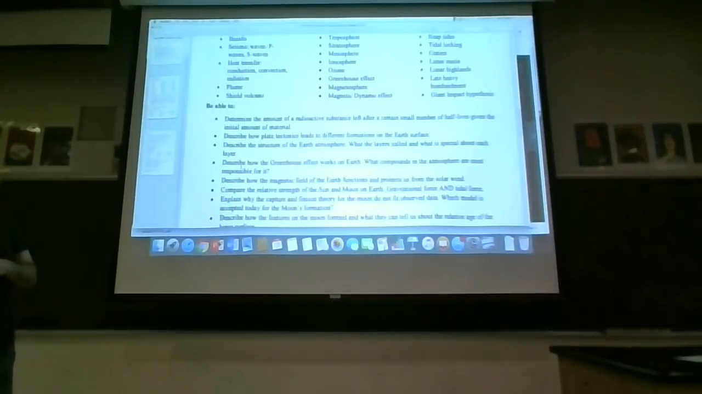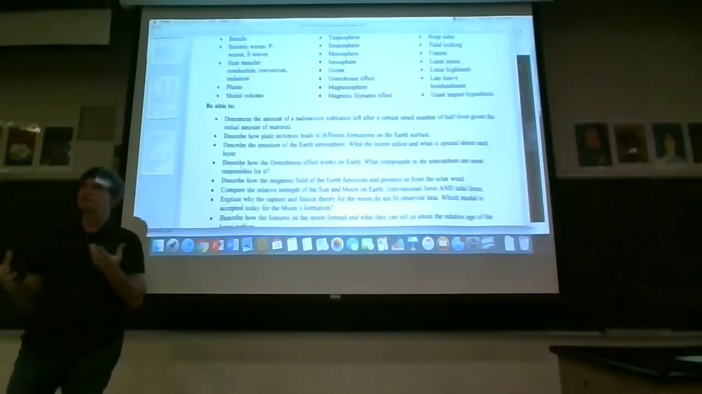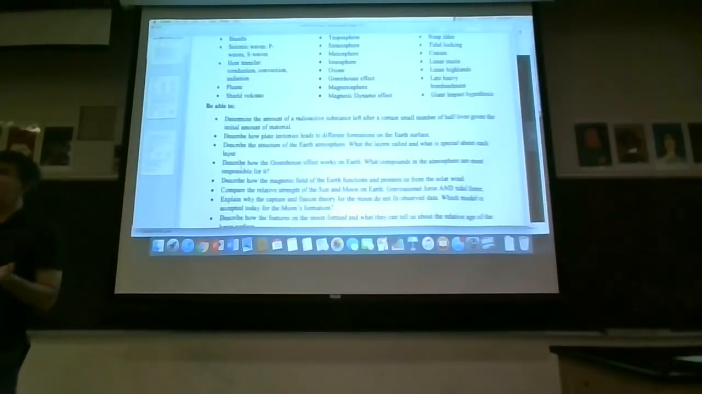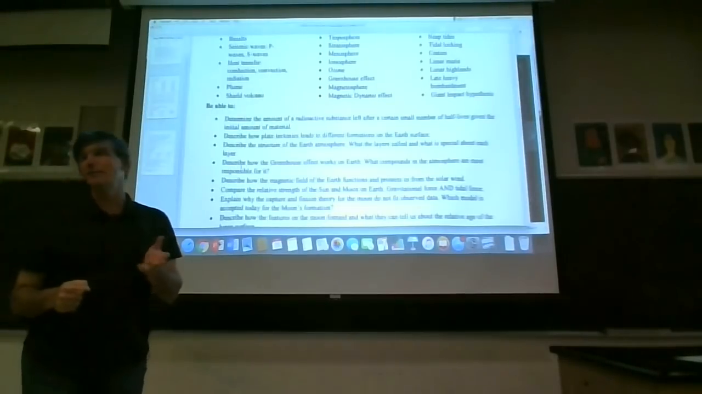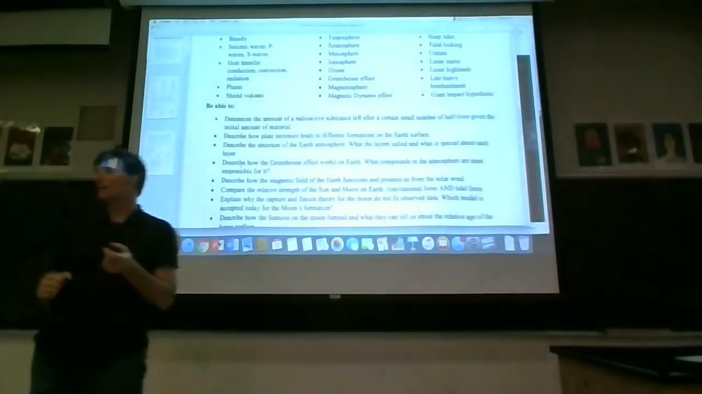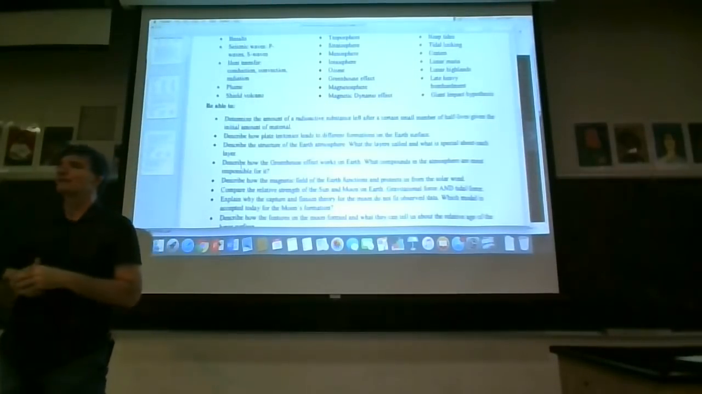Describe, compare the relative strength of the sun and the moon on Earth. Okay, I think I might have told you this already, right? A lot of people get confused. They think, hey, the moon makes the stronger tides. That's true. Which one pulls stronger on the Earth, the sun or the moon? And the answer is the sun is much stronger. That's why we go around the sun, right? If you think about it, that's kind of obvious.